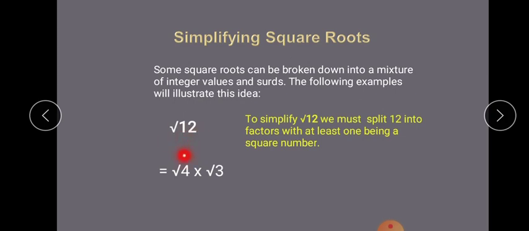So 12 we can write as 4 into 3. So the root will be on both 4 as well as 3. So what is 4? We know that 4 is a perfect square. So root 4 will give us 2, 2 into root 3. So answer is 2 into root 3.